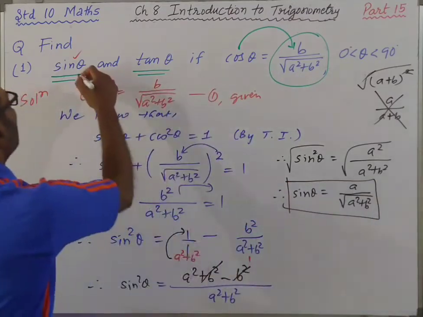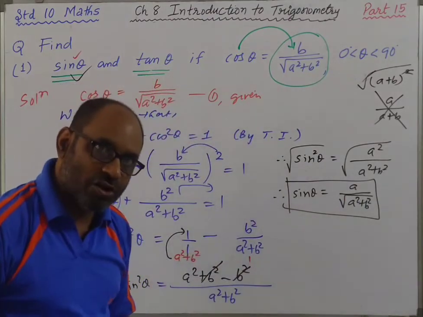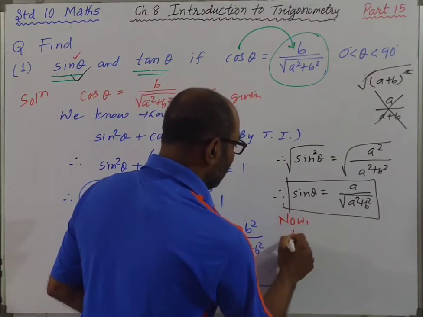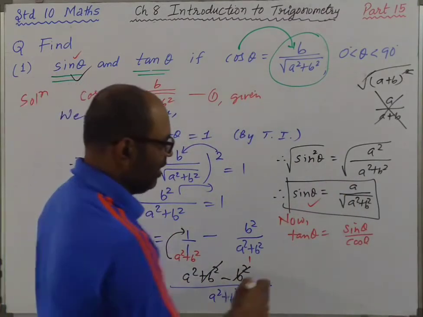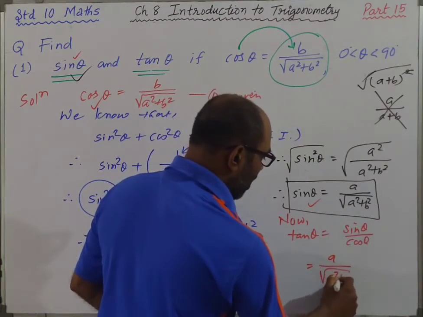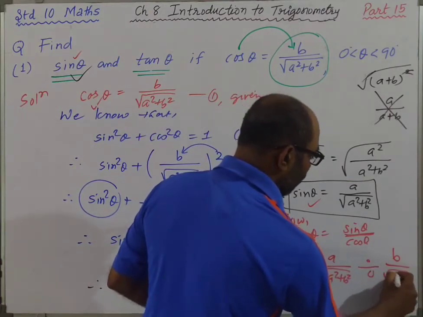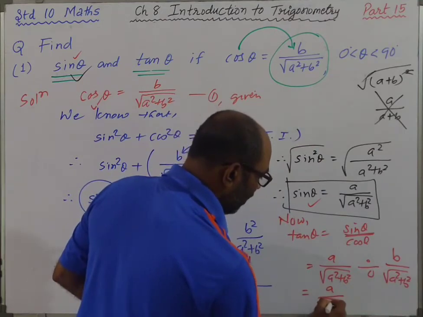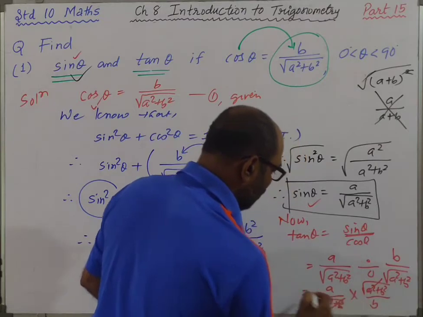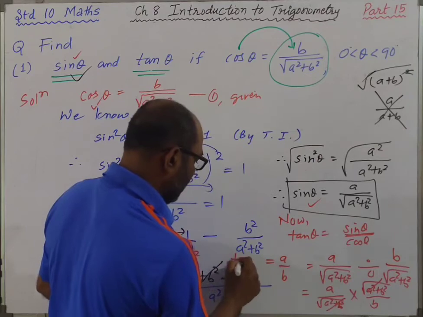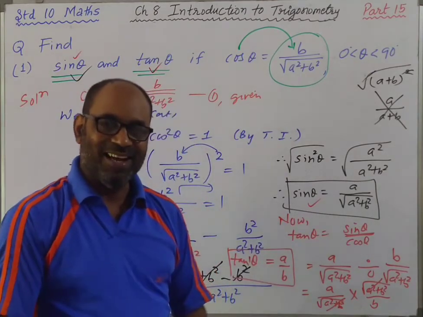Okay, one we have achieved, sin theta is found. Now you have to find tan theta, using trigonometric interrelationship. Now tan theta is equal to sin theta upon cos theta, because the value of sin theta is found and the value of cos theta is available. Sin theta is a upon root of a square plus b square, divided by cos theta, that is b upon square root of a square plus b square. Convert division into multiplication, so invert: square root of a square plus b square upon b. That cancels, so ultimately what is left? a in the numerator and b in the denominator. That is tan theta. So you got the value of tan theta also, and that is much simpler compared to the value of sin theta. Is that clear to you?